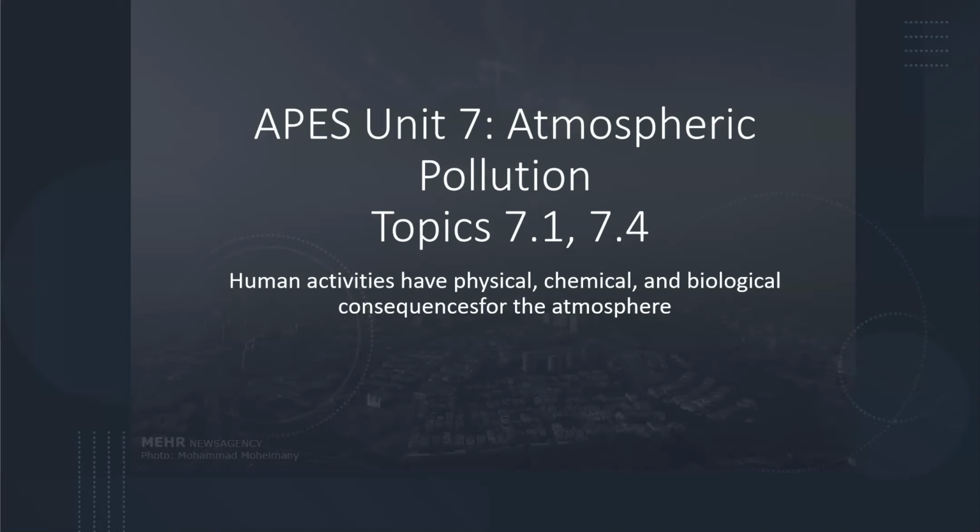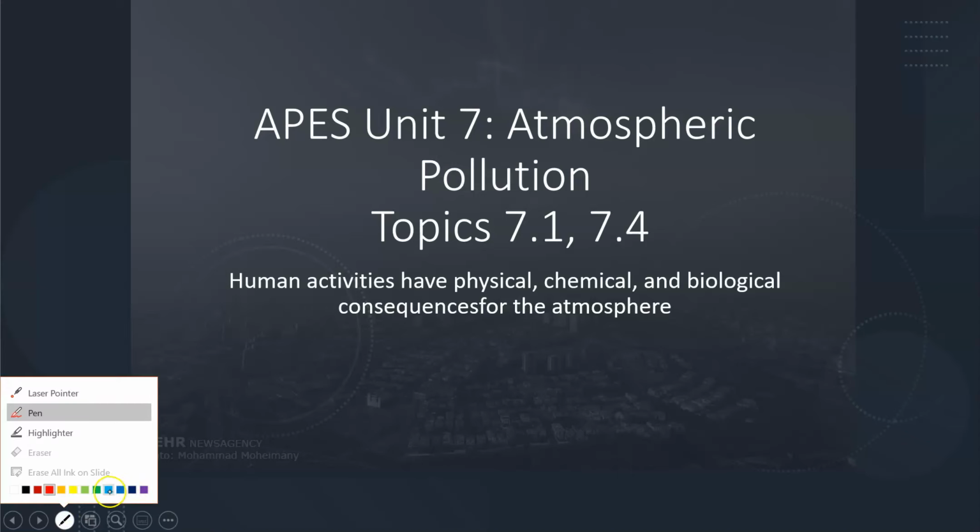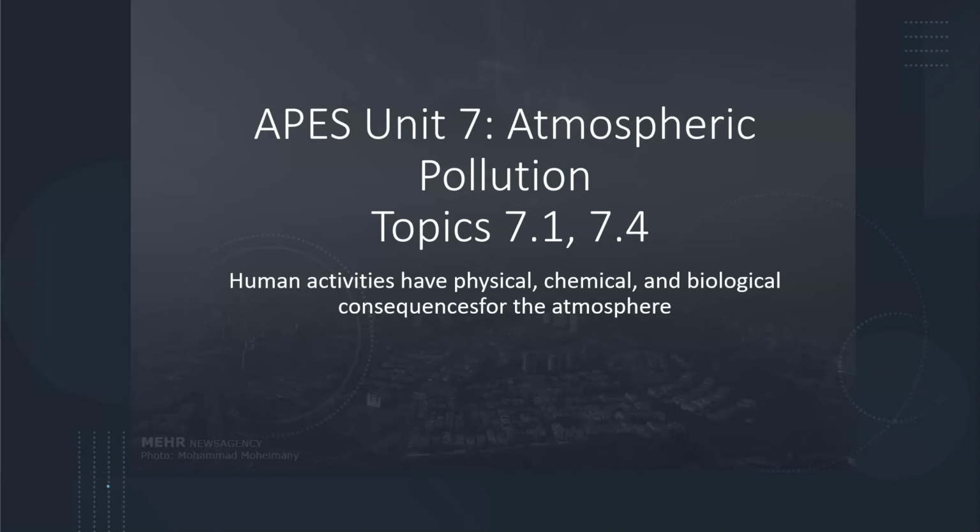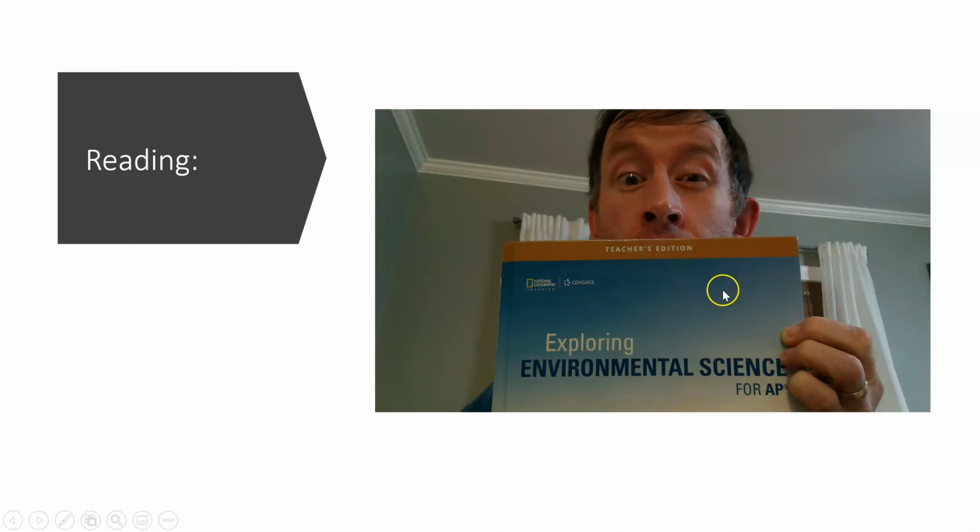Everybody, and welcome to the first lecture here up in Unit 7. Unit 7, the primary topic is atmospheric pollution. We're going to delve into two of those topics, sort of an introductory topic to air pollution in general, and then we'll delve into some specific air pollutants with topic 7.4. The enduring understanding from Unit 7 is that human activities have physical, chemical, and biological consequences for the atmosphere.